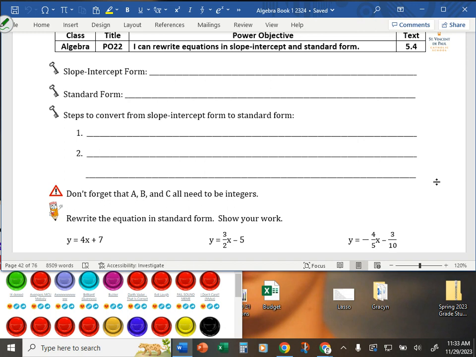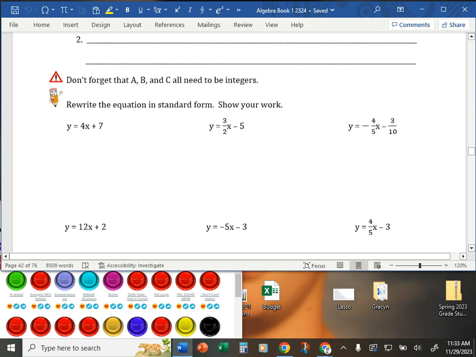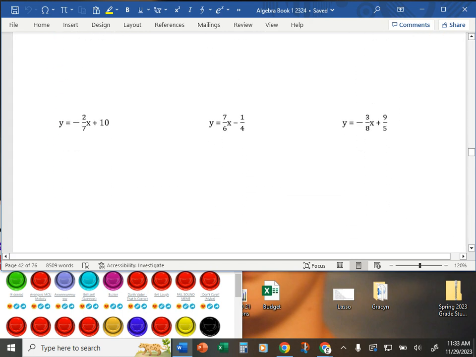This objective focuses on what's called slope-intercept form, which we've talked about. We're familiar with that. We've worked with it before, okay? And something called standard form, right? The page we'll get to today is converting from slope-intercept into standard form.